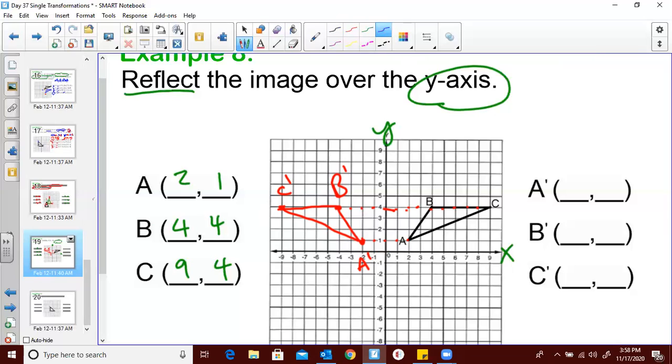So A is going to be negative 1, 2, up 1, so negative 2, 1. All right, B is going to be negative 4, up 4, so negative 4, 4. And C will be negative 9, up 4. Something interesting to notice here, when you reflect over your y-axis, the only thing that changes really is that your x values become negative. So it's something you guys can think about. If you reflect over your x-axis, guess what? Your y values will become negative. But everything else stays the same.